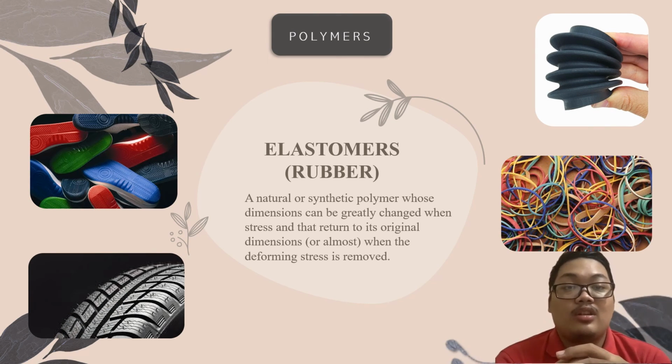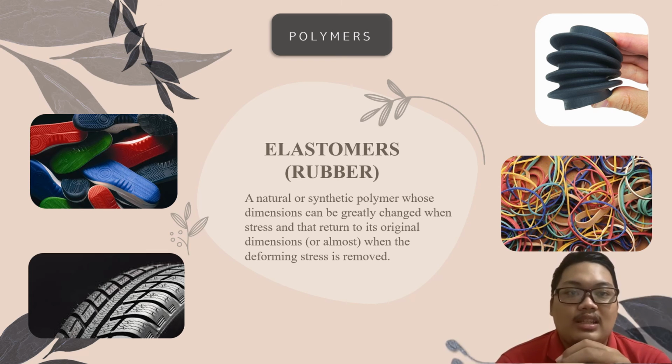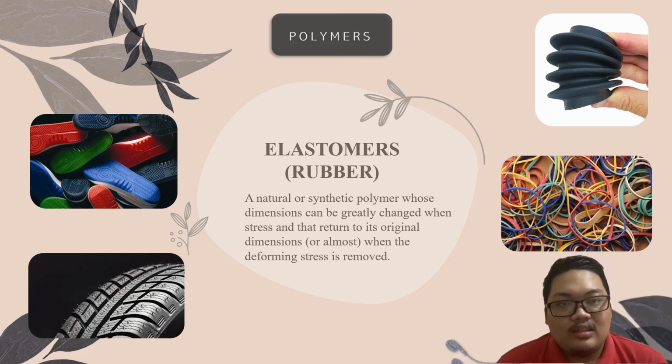Now we will talk about the elastomer. Elastomer is also known as rubber. Why? It's because a polymer that is classified as an elastomer has properties that can change when stress is applied, and can return to its original form when the stress is removed.